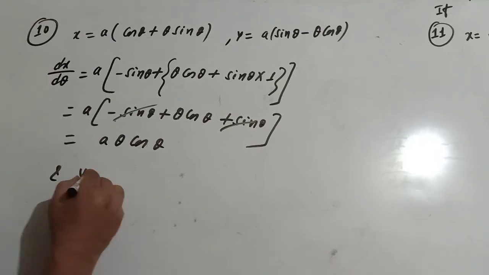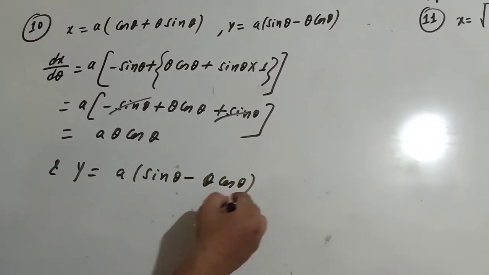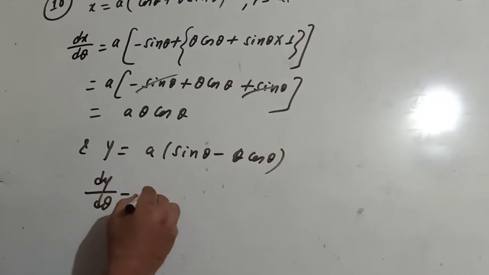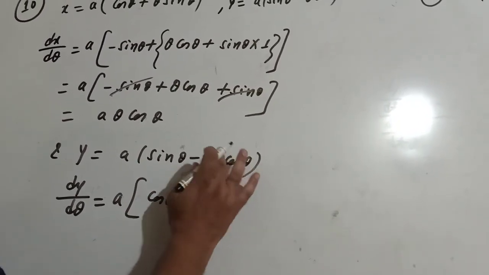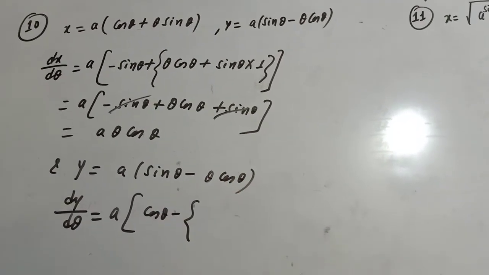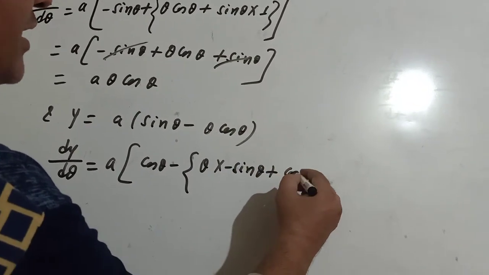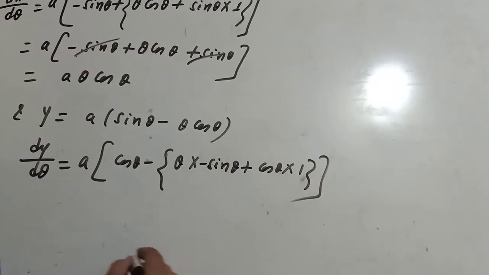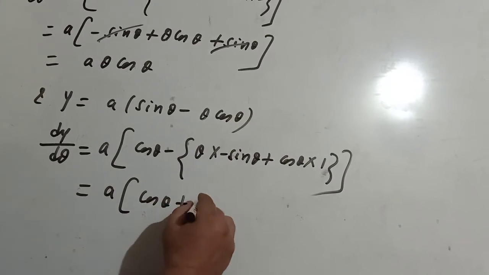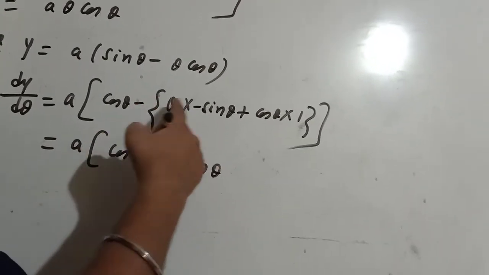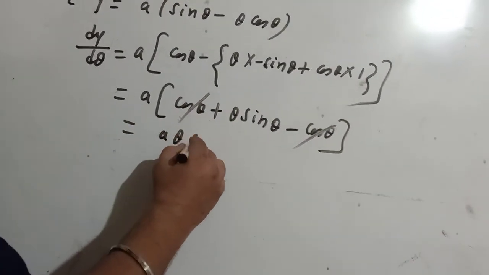And y equal to a (sin theta minus theta cos theta) is given. We have to find dy by d theta. Differentiation of sin theta is cos theta, minus curly bracket. Again we have to use the product rule because both are functions of theta. So theta constant, differentiation of cos theta is minus sin theta, plus cos theta constant, differentiation of theta is 1. Now we open this bracket: cos theta minus and minus plus theta sin theta. With the outside minus sign, this becomes minus cos theta. Cos theta gets cancelled. This is a theta sin theta.